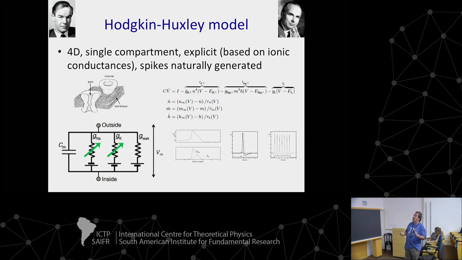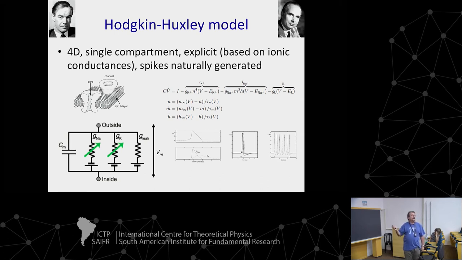So the model has four variables: the voltage, and three other variables that were used by Hodgkin and Huxley to model the dynamics of the sodium and potassium conductances. For the potassium conductance, they needed one variable, N, which is called the activation variable of the potassium. And for the sodium, they needed two other variables, M and H. M is the activation variable of the sodium, and H is the inactivation variable of the sodium. And by running the equations with the parameters that they gave to us, you can simulate action potentials.